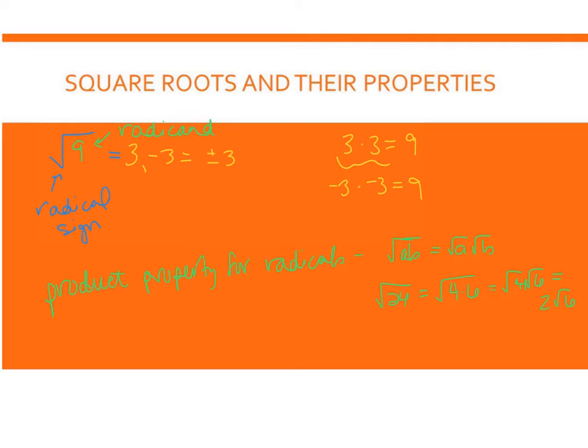Okay. When you split it apart into your product, one of the numbers needs to be a perfect square. So 4, 9, 16, 25, 36, a number you can actually take the square root of.